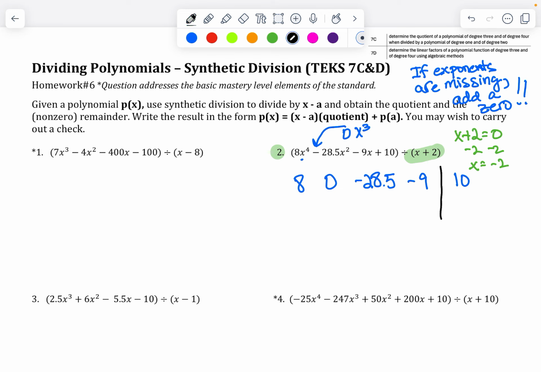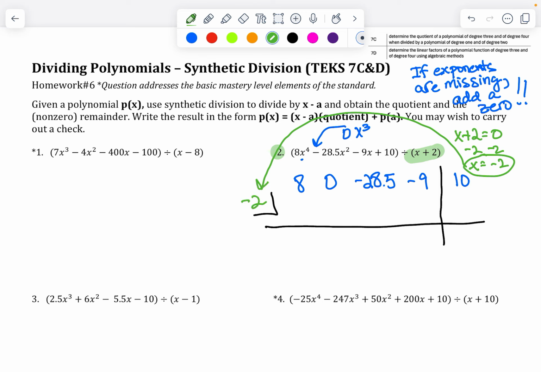So go ahead and draw your lines. Draw your half box. You're still going to put this -2 in here. You're going to bring down the first one. Then you're going to multiply like we've been doing. -2 times 8 is a -16. Then you're going to add and get 0 plus -16 is a -16.